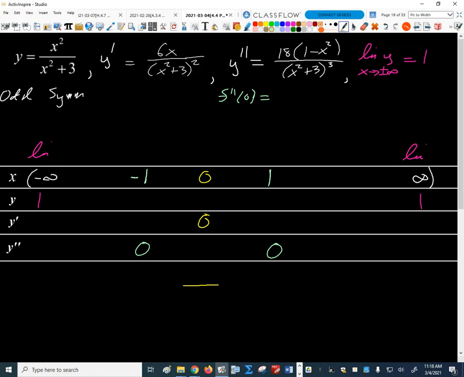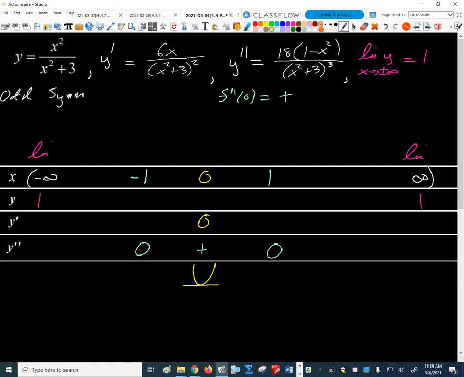If I'm plugging in 0, everybody agree it's positive, right? I'm just getting 18 times 1 divided by 3 cubed. So I'm getting positive. That's important. If that's positive, then that's telling me that this is a minimum. Now I've got to pick some test points below -1 and above +1 to see if these are inflection points, because I'm looking for everything on this. If I weren't looking for inflection points, I wouldn't care, but I am.